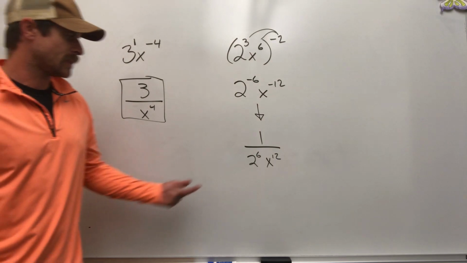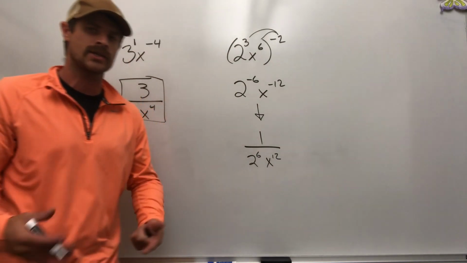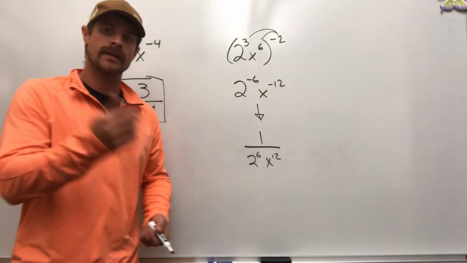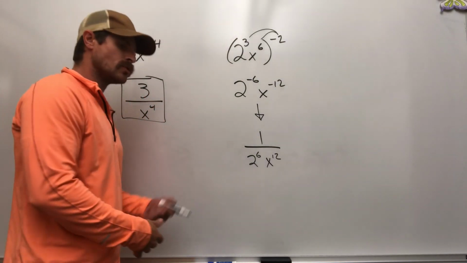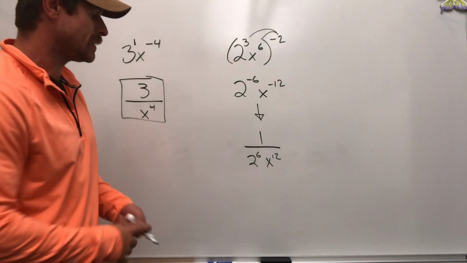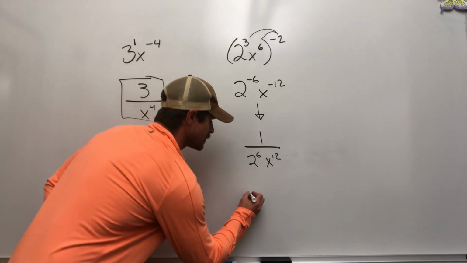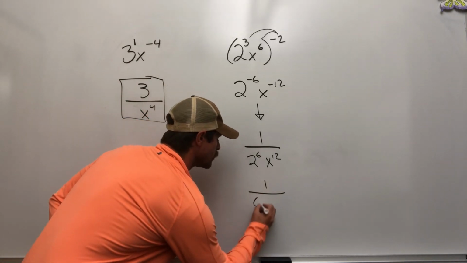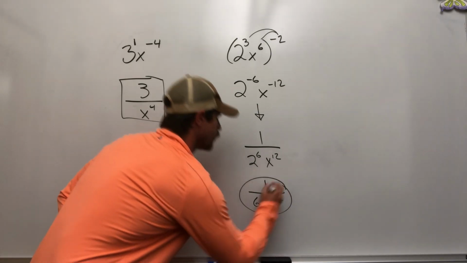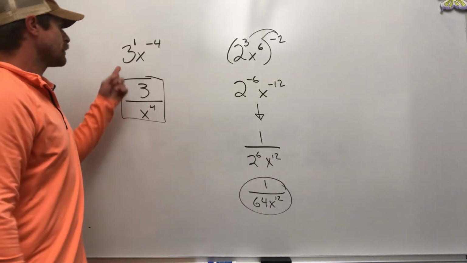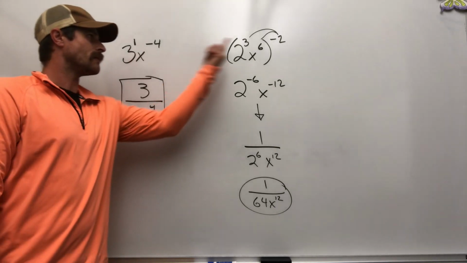Okay, if you're looking at this, we can go a couple of steps further. We can take 2 to the 6th power and turn that into its own value. So 2 times 2 times 2, 6 times. 2 times 2 is 4, 4 times 2 is 8, 8 times 2 is 16, 16 times 2 is 32, 32 times 2 is going to give me 64. So my final result here is going to be 1 over 64x to the 12th power. And that is how you would simplify expressions written with a negative exponent.